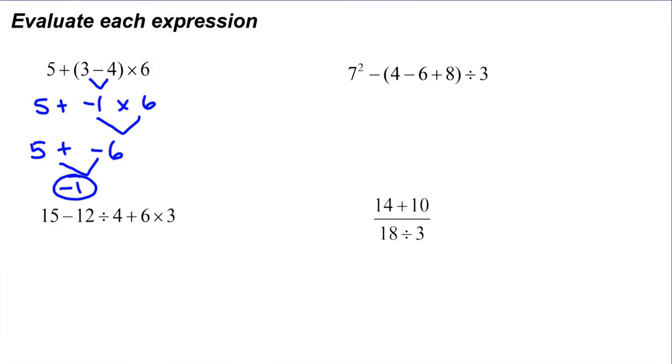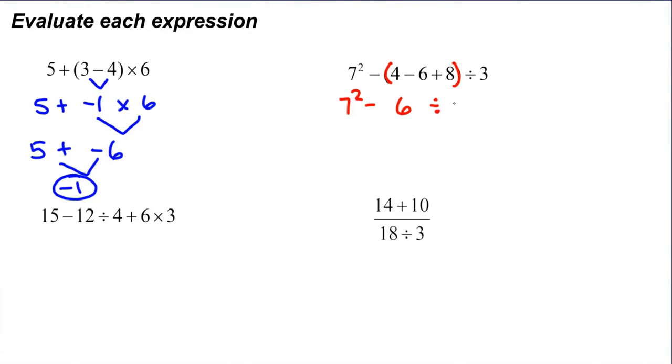Next one, I have 7 squared minus (4 minus 6 plus 8) divided by 3. And again, I have grouping symbols here. I have the parentheses, so I have to do what's inside the parentheses first. So everything else is just going to get copied. And 4 minus 6 plus 8. Well, 4 minus 6 is negative 2, and negative 2 plus 8 is 6.